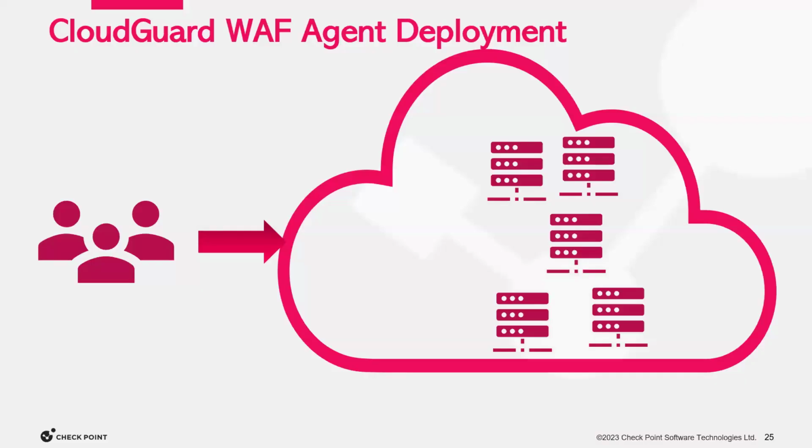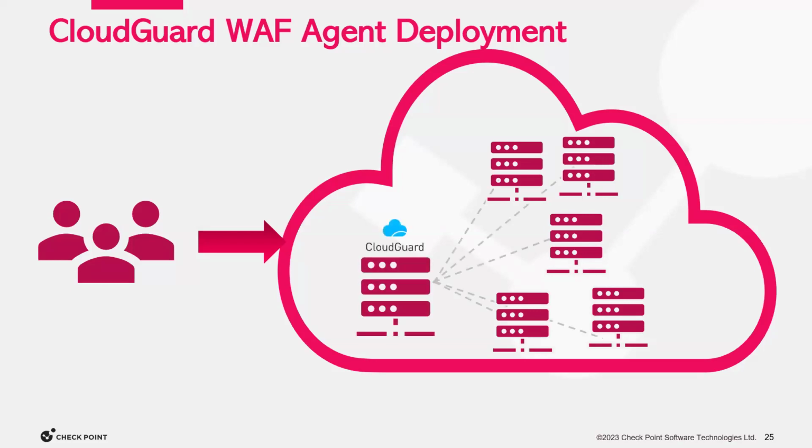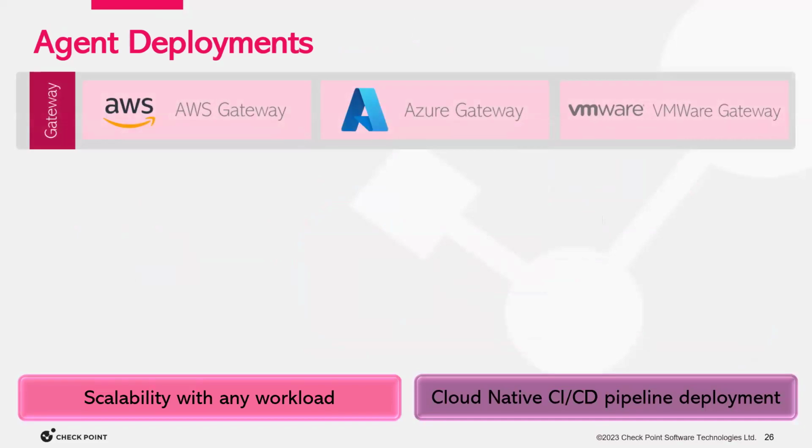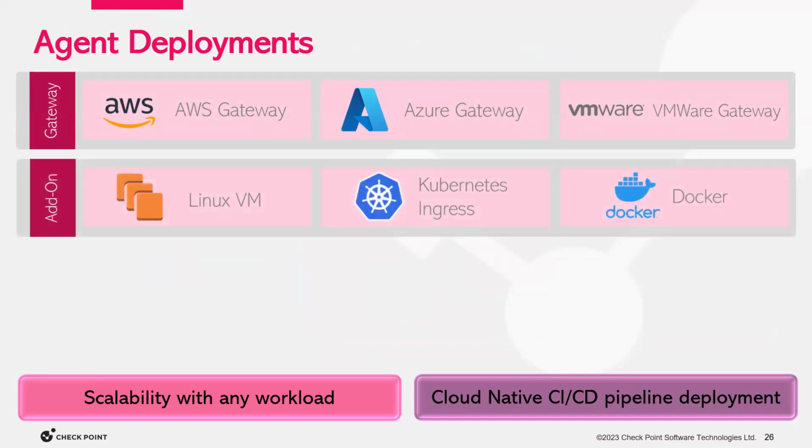Then from an agent deployment perspective, I think the thing to take away here is flexibility. The CloudGuard WAF can be deployed in a variety of public and private clouds. It can be deployed as close to the application as you need. You'll see here we have AWS gateways, Azure gateways, VMware. You can do the add-on components, right?